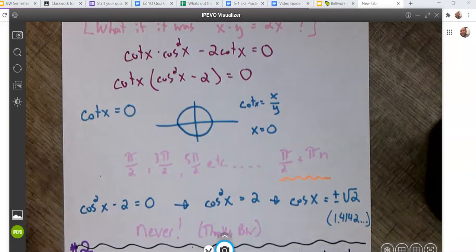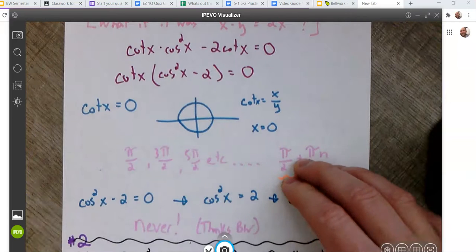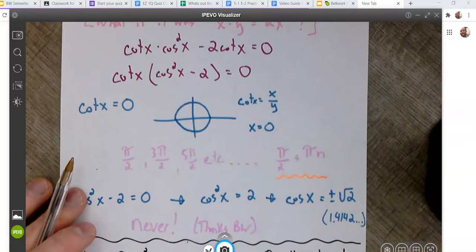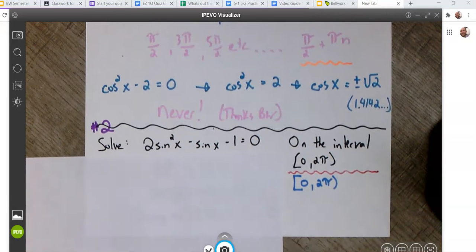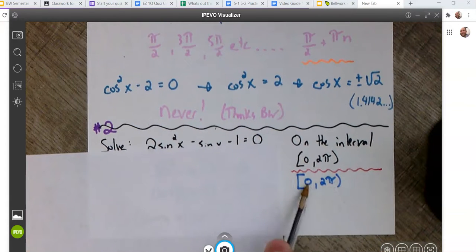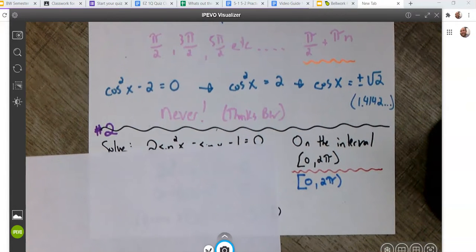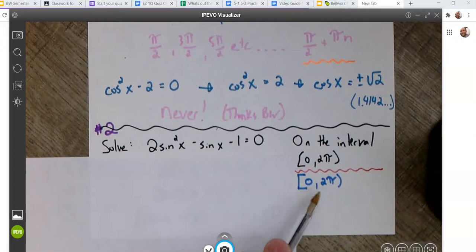Let's try another one. Here's a new wrinkle for us. The new wrinkle is solve this equation on the interval 0 to 2 pi. What that means, 0 radians to 2 pi radians, is just one time around the circle.